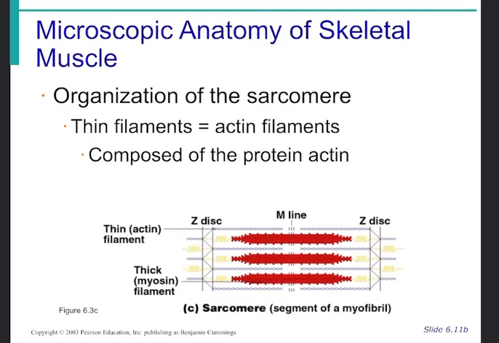Now we have the organization of the sarcomeres. Thin filaments would equal the actin filaments, so just the opposite. So the thick equals the myosin and the thin equals the actin. And they're also composed of the protein actin.